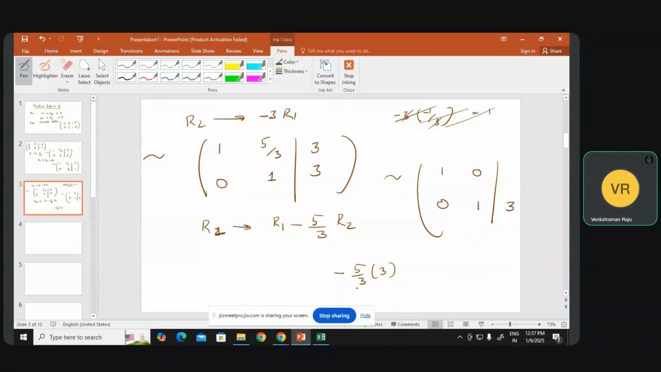I should say 3 here. So this 3 gets cancelled. 3 minus 5 minus 2, I get a minus 2 here. So let's even try to verify. Verification I'll do.